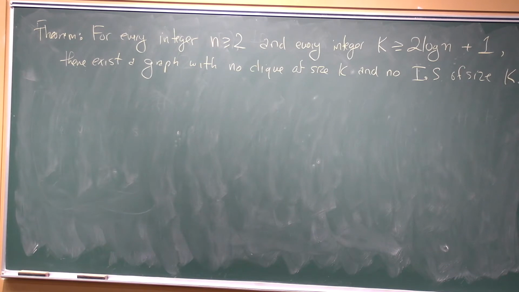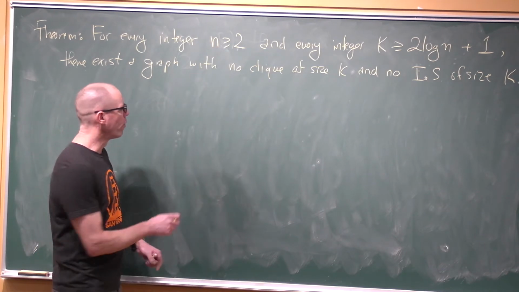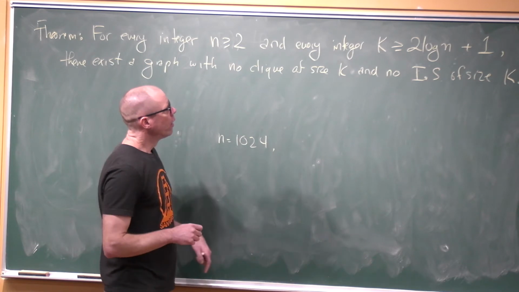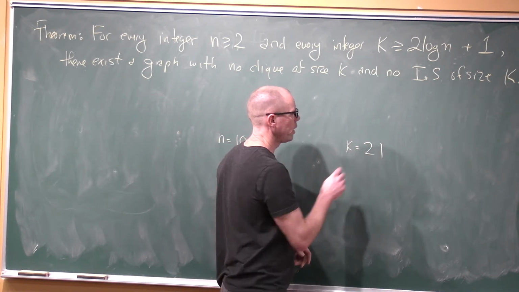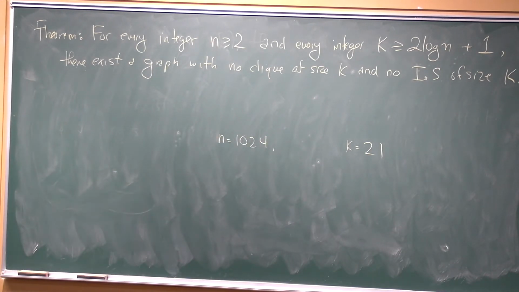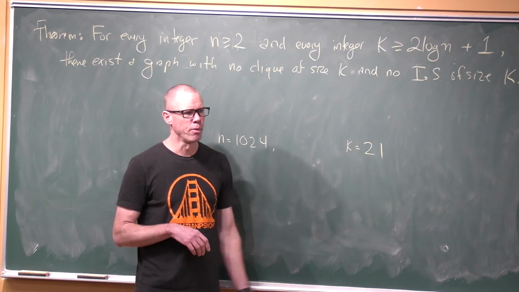So for example, just to give you some perspective, if I take n to be 1024, then the k that I'm looking at here is 21. So there are graphs with 1024 vertices where I can't find a clique or an independent set of size 21.